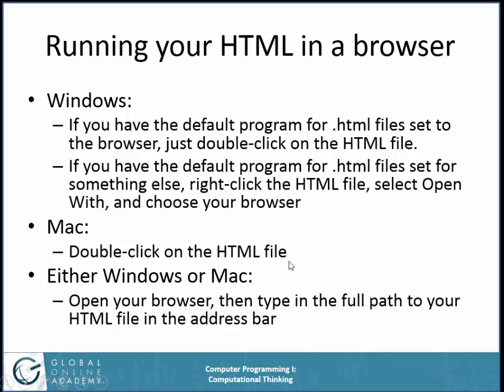On the Mac, you just double-click on the HTML file. It'll open it up in your default browser, which might be Safari, it might be Chrome, whatever you've installed. On either the Windows or the Mac, you could first open up your browser and then type in the full path to your HTML file in the address bar. We normally put something like http://www.goa.whatever. But you could just put a file name there. And as long as that file name is an HTML file, it will show that page. So several ways to do it. Find one that works for you and go to it.